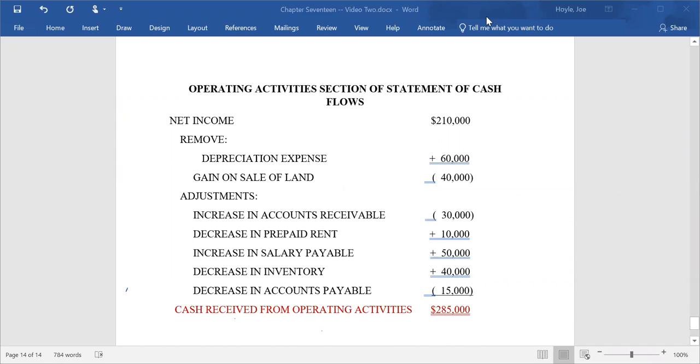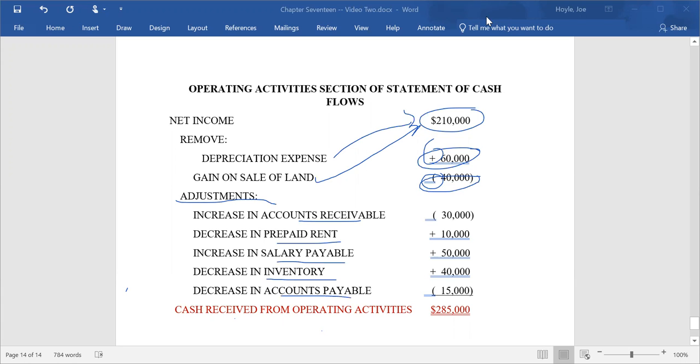This is different. You start with net income, you remove the depreciation, and you remove the gain on sale of land. The depreciation was in here as a negative, so you added. The gain was in here as a positive, so you subtracted. You then have all of your accrual accounts, and we have 5: accounts receivable, prepaid rent, salary payable, inventory, and accounts payable. In each of those cases, we look to see, did it go up or did it go down? And what we were interested in was, how does that affect cash?